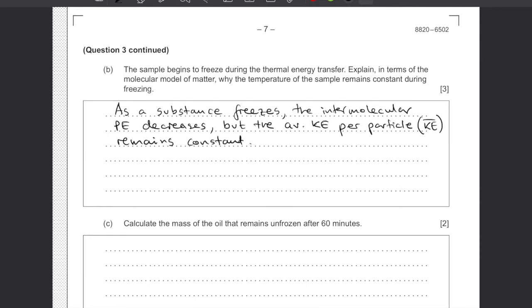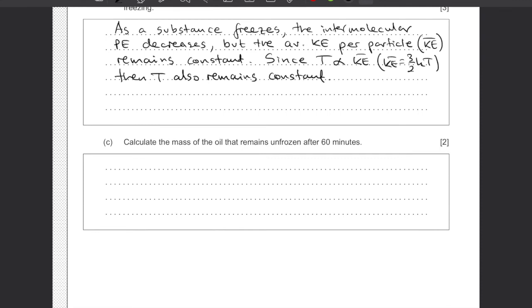But then we know, of course, that the average kinetic energy per particle is proportional to temperature, or temperature is proportional to this average kinetic energy per particle. Remember this formula, 3/2 Boltzmann's constant times temperature equals the average kinetic energy per particle. So therefore the temperature also remains constant. Okay, so it's intermolecular PE decreasing, but average kinetic energy per particle remains constant. Therefore the temperature also remains constant.